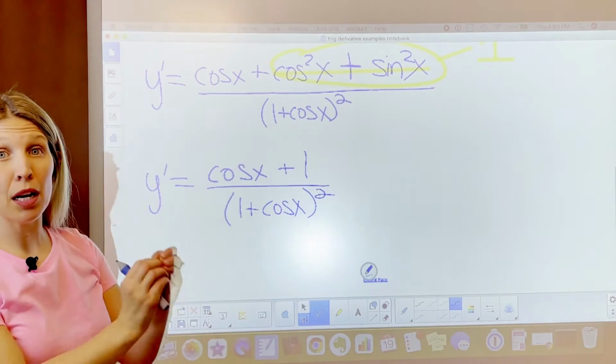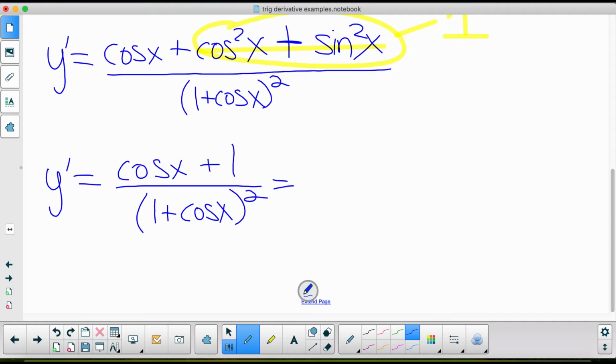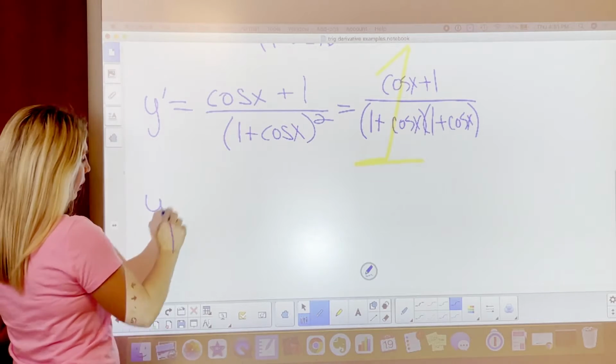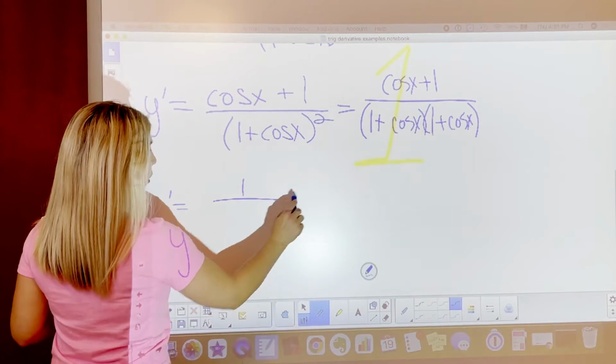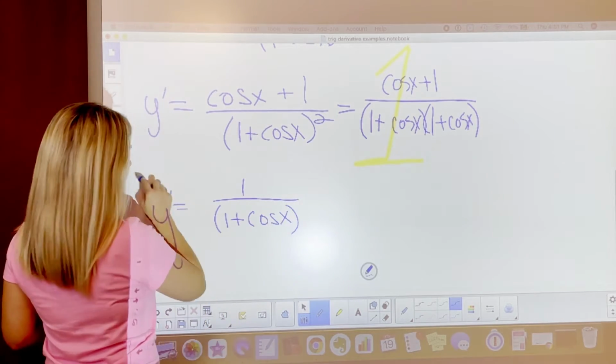Now we're going to do a little trick here. We're going to take that denominator and separate it apart, and then hopefully you should see why. So our numerator is cosine x plus 1, all over, and I'm going to write the denominator in 2 pieces. And hopefully you see that this piece will be a 1. So what you're left with is 1 in the numerator all over 1 plus cosine x.